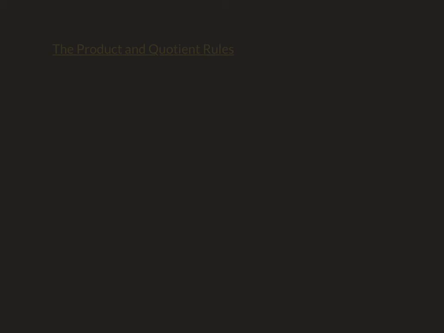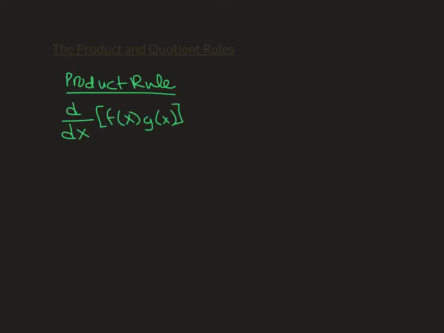Until now, all of the derivatives that you've been taking have just been of a single term. However, today we're going to learn how to take the derivative when you have a product of terms or when you have a quotient of terms. So these are called the product rule and the quotient rule.